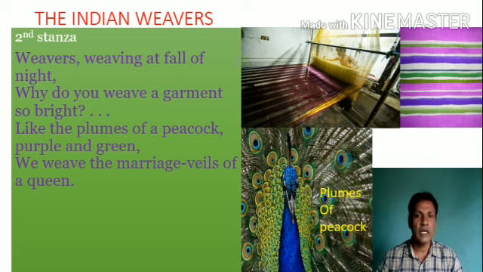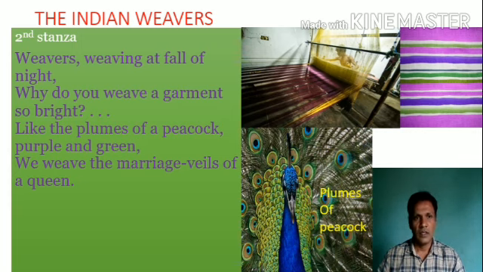The weavers further say that this cloth looks like the plumes of a peacock. Look at this simile. Once again, in the second stanza also, the multicolored cloth is directly compared to the plumes of the peacock. Here a direct comparison is there, and that's why the simile figure of speech is used by the poetess. We weave the marriage veils of a queen. The weavers once again answer that we are preparing this garment for the marriage dress of a queen.